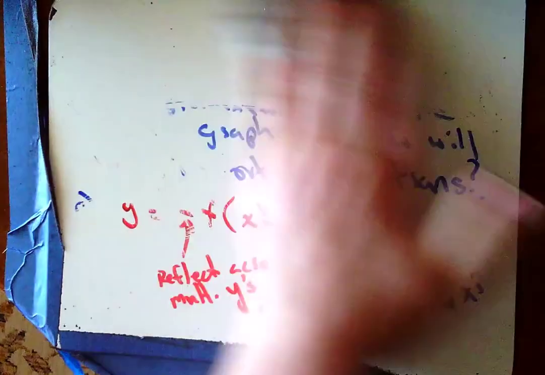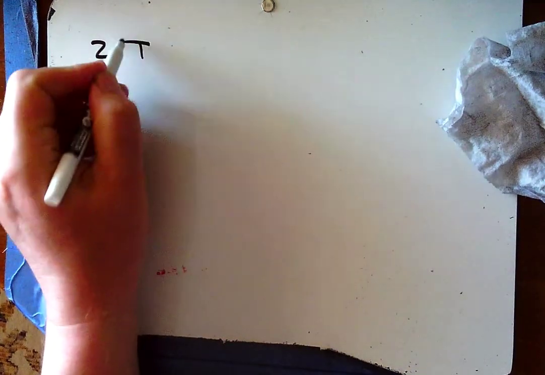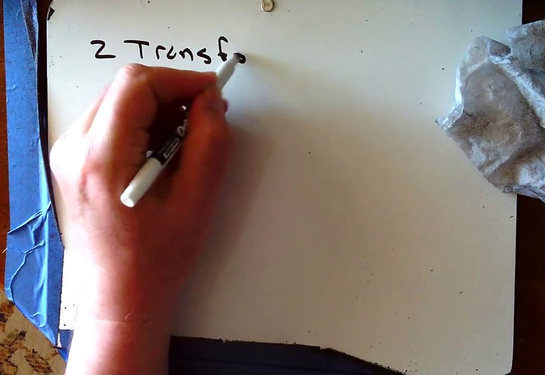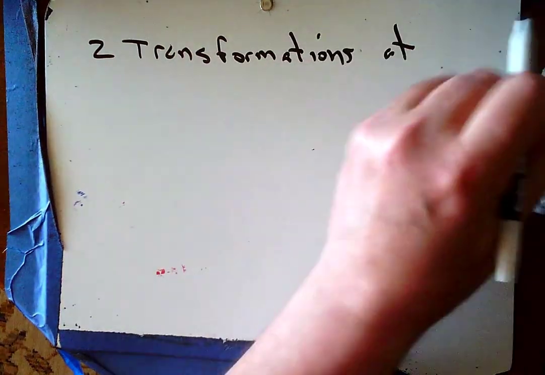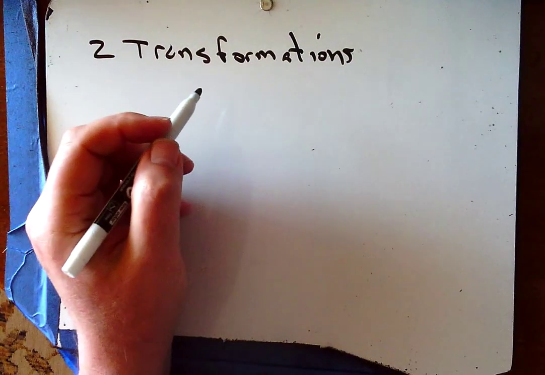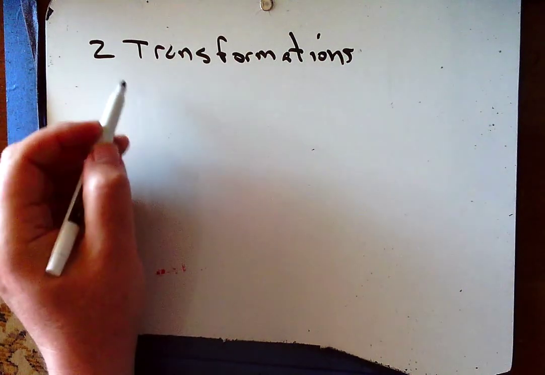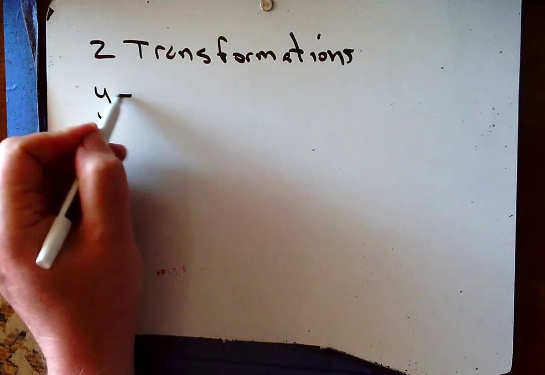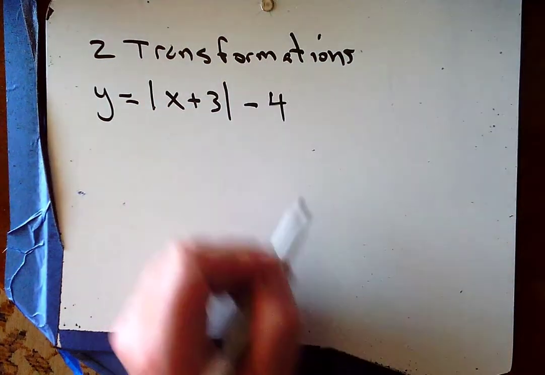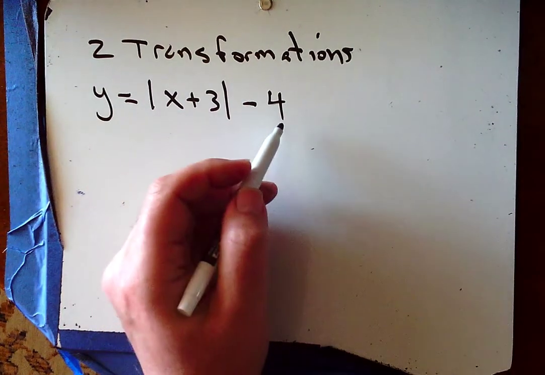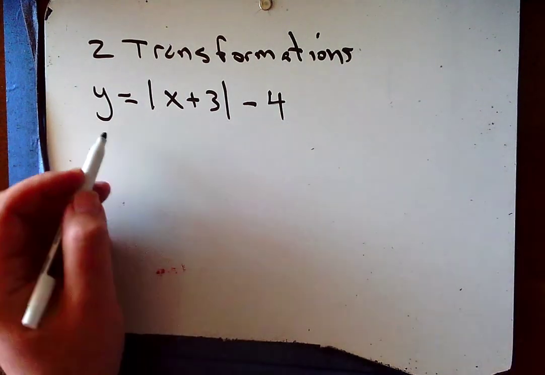So, there was something else we talked about in the last video that I want to make sure we're comfortable with, and that's what happens when we have two transformations at a time. So, in this situation, it's no problem to say y equals absolute x plus 3 minus 4. We have one x transformation, one y transformation. I can do those simultaneously.